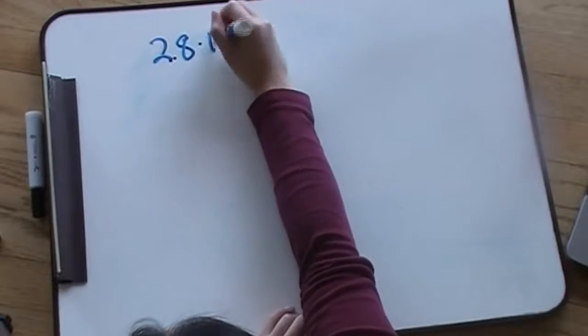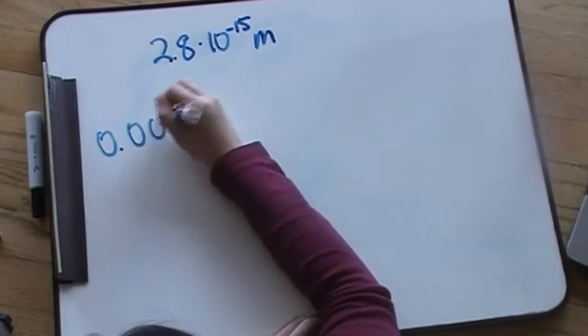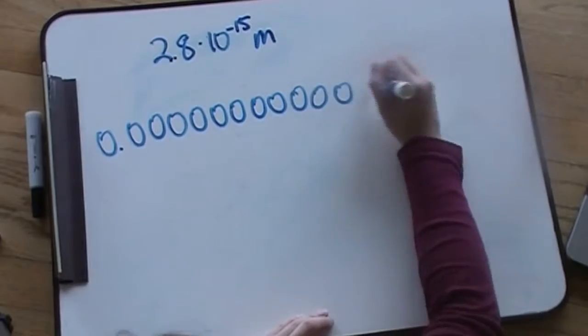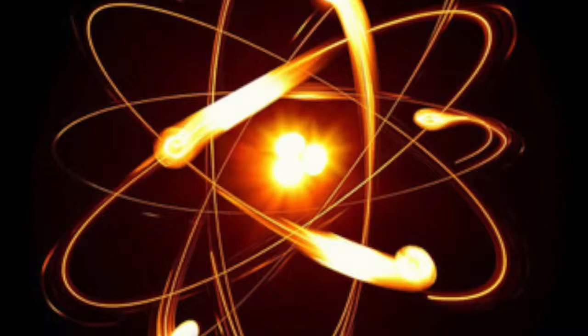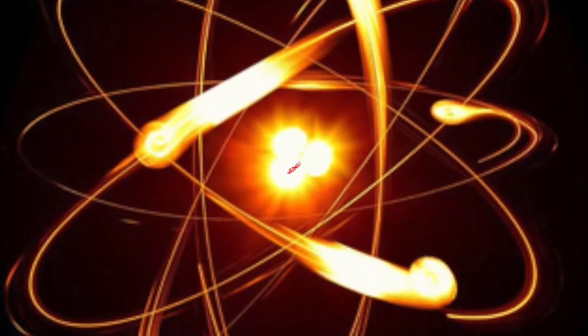The electron is a subatomic particle with a radius of 2.8 times 10 to the negative 15 meter. That's 0.0000, you get the point. Smaller than the tip of your finger, smaller than the cells on the tip of your finger, smaller than the atom that makes up the cells. Something so small couldn't possibly affect you, right?